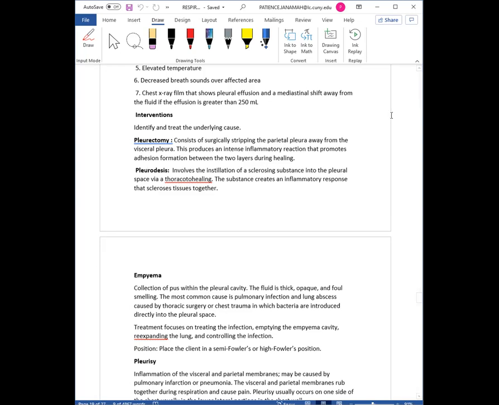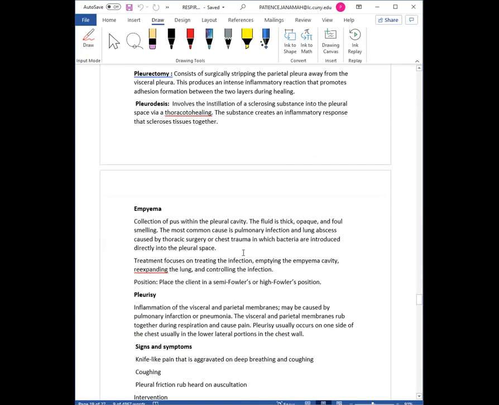Now, empyema is a collection of pus within the pleural space or the pleural cavity. The fluid is thick, opaque, and foul smelling. Like they already mentioned, a pus. We all know how pus looks. So it's thick and pus-like. The most common causes are pulmonary infection and lung abscess, or thoracic surgery or chest trauma in which bacteria are introduced directly into the pleural space. The treatment focuses on treating the infection, emptying the empyema cavity, re-expanding the lung, and controlling the infection.